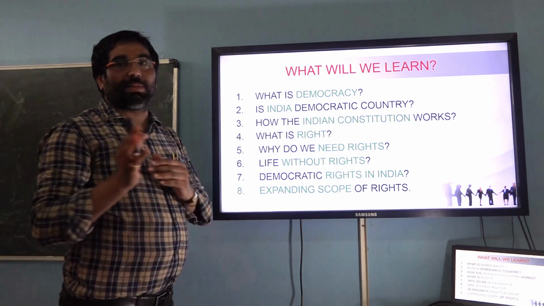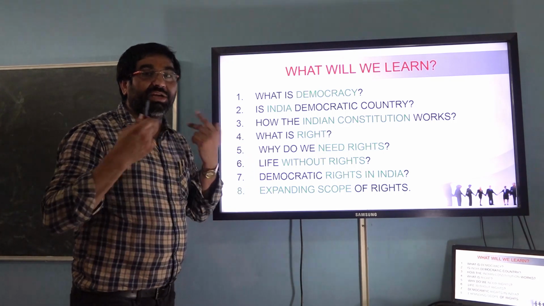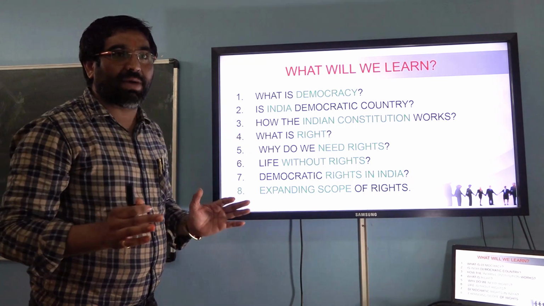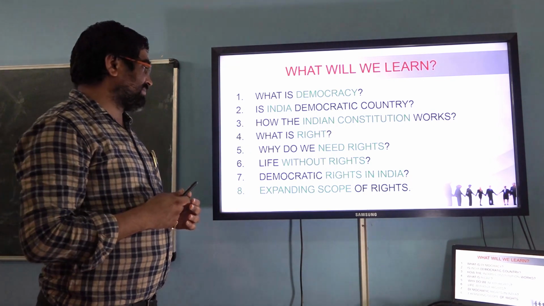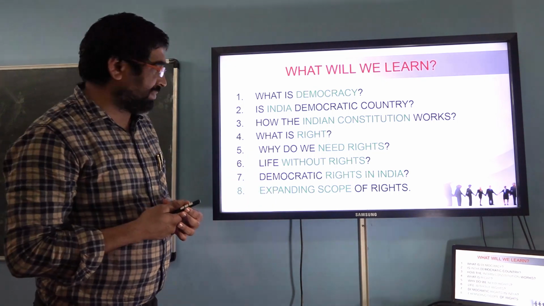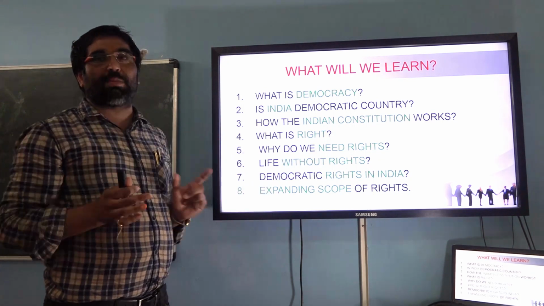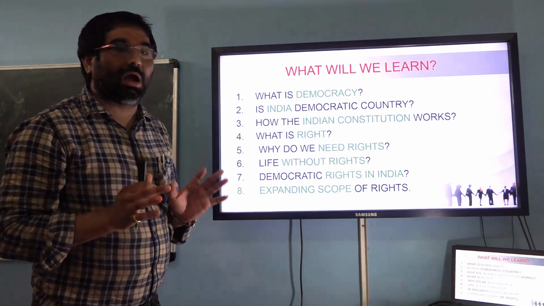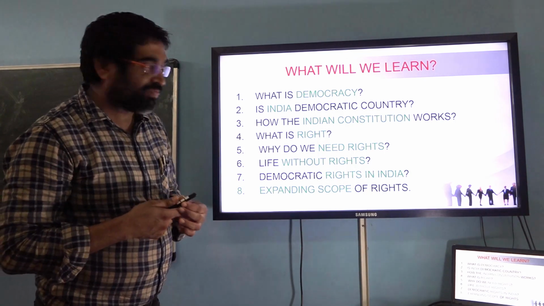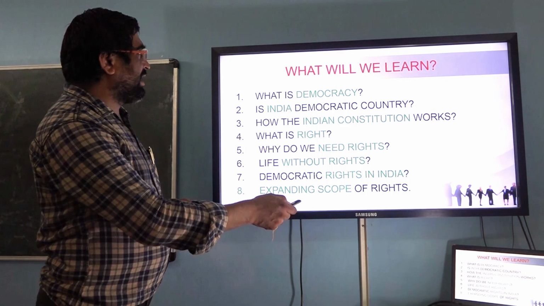Before going into democratic rights, we will know the definition of right, and we will know why we need rights. To study why we need rights, we will see some examples given in our chapter also. Means if there were no rights, what would happen? And then we will see the democratic rights in India, and especially in the democracy we will see our fundamental rights. And then we will see what is the scope in the future for expanding the scope of the rights. Okay, let us go to the next slide.